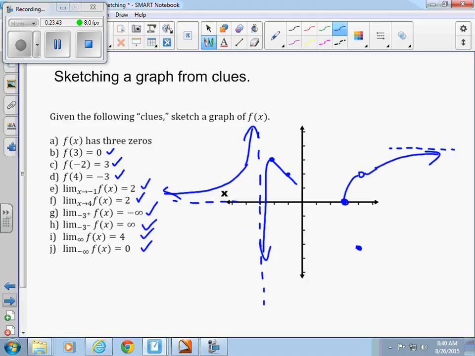I checked everything off but one. What's the one thing I need to finish checking off? 3 zeros. How many do I currently have? 2. I have 2. Could you have put that other 0 in a different place? Absolutely. I just sort of went straight down there. So like 1, 2, 3 zeros.